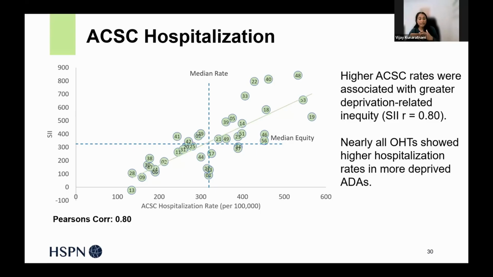When we're looking at the trend line, you can see there is a clear and strong positive relationship, right? As ACSC rates tend to increase, you can see that inequities are also increasing. So this is telling us higher use of hospital care isn't necessarily just a volume issue. It also seems to be an underlying equity issue with this outcome.